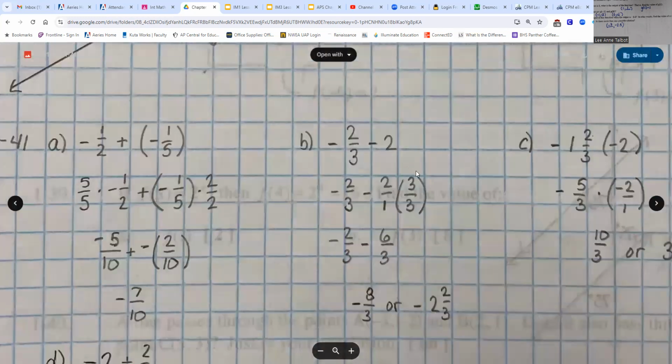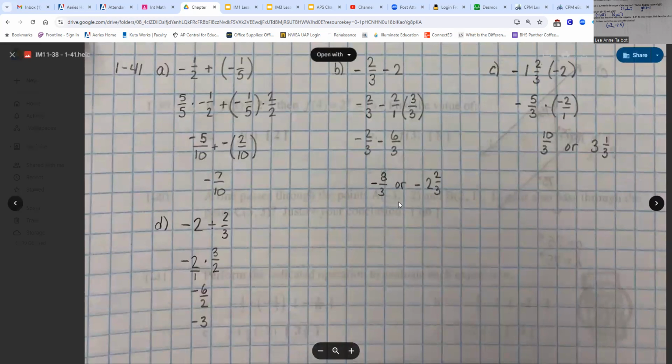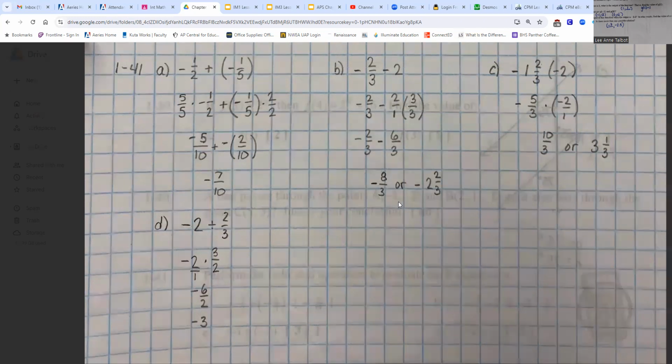Okay, 41, this is the fraction problem. A is -7/10. B, -8/3. C, 10/3. And D is -3. If you want to change these improper fractions to a mixed number, you can, but that's not required. I don't like to do it, it's extra work. I don't like extra work. Anybody want to talk about any of those?